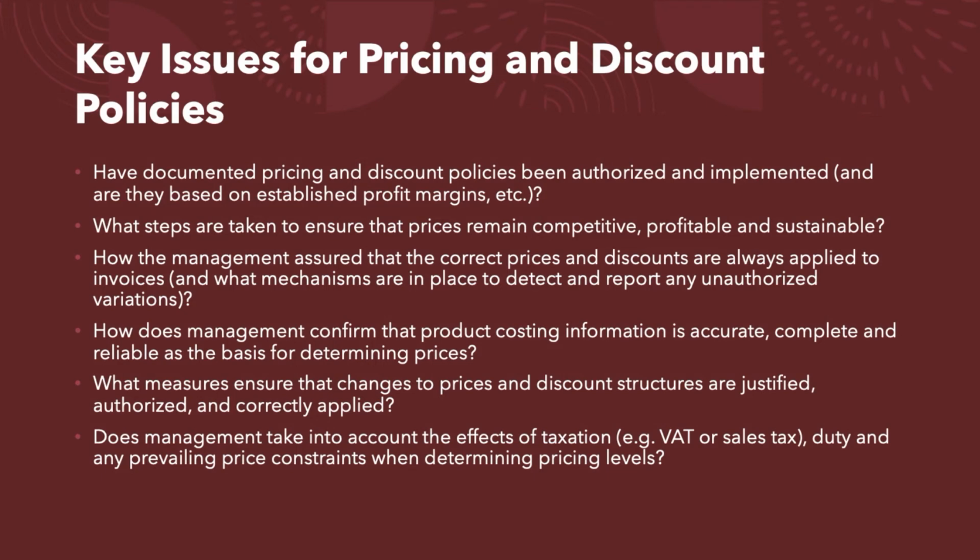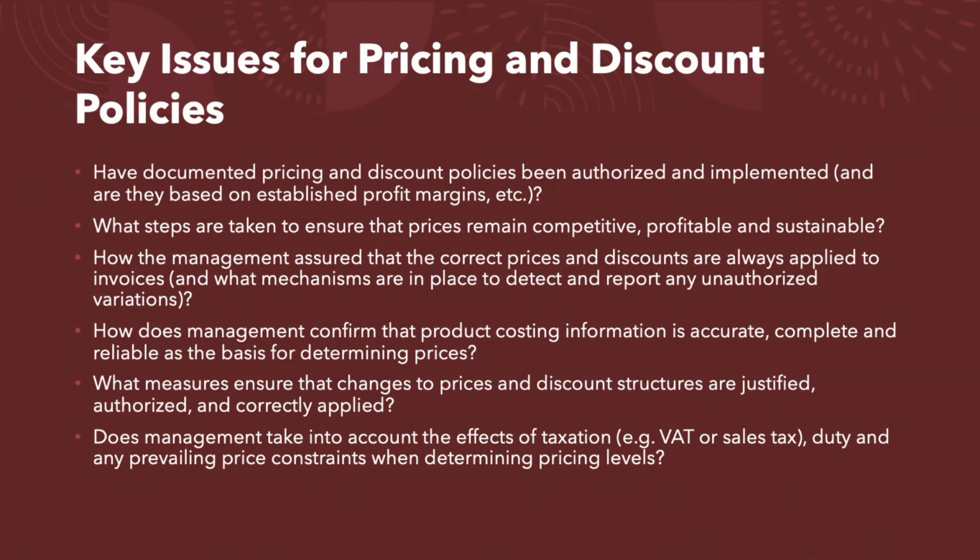So, number one question: have documented pricing and discount policies been authorized and implemented? And are they based on established profit margins? Our documentation or policy should really have the approval of an appropriate committee. Whichever committee is assigned to the pricing and discount policy, their approval is needed, and once it has approval, it should be implemented. Aside from having authorization, it should be implemented in our price setting.